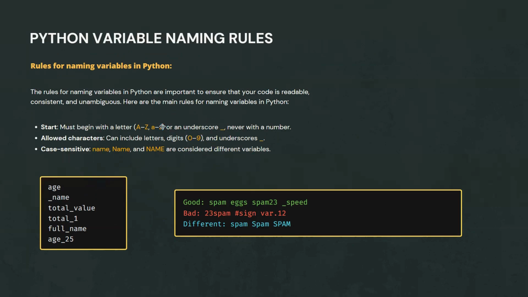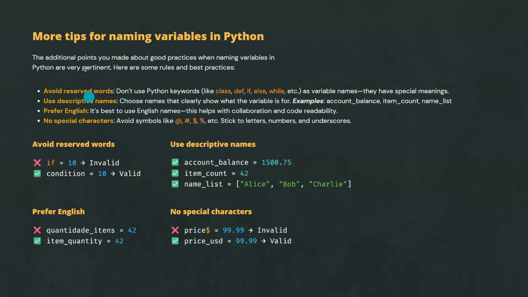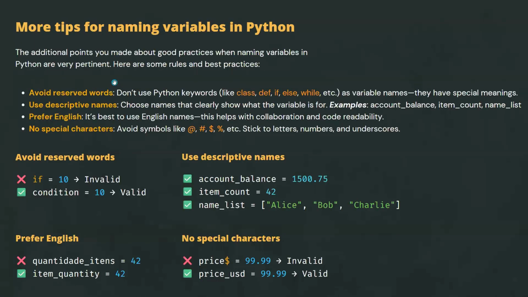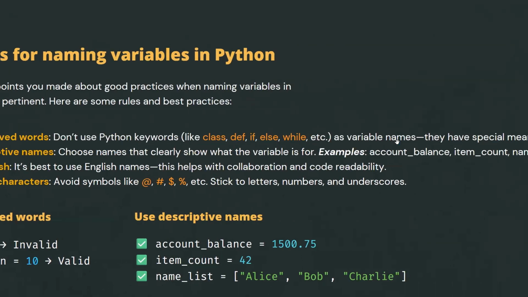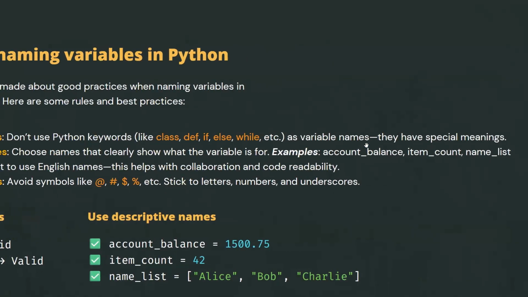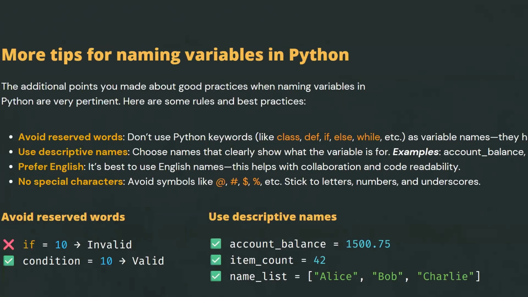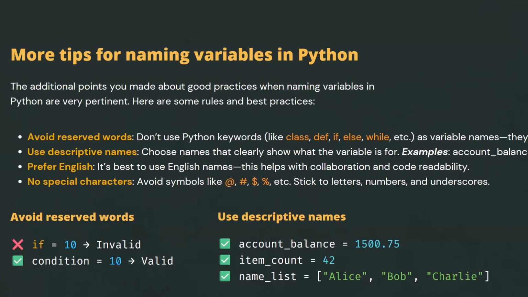Okay. And now let's start with more tips for naming variables. First things first, do not use reserved words, because Python reserved words are nothing but the keywords which are already defined in Python. It could be class, def, if, else, while. You cannot give these as variable names because they have special meaning in a programming language, not just in Python, in any other programming language. When you are defining a variable, you have to always keep that in mind.